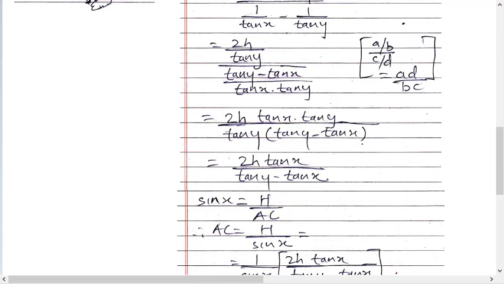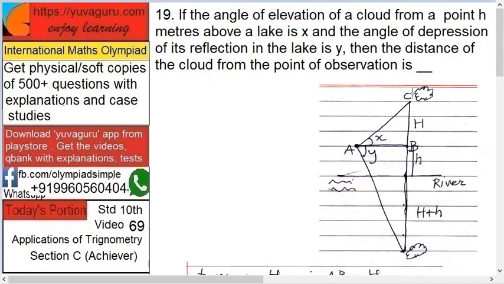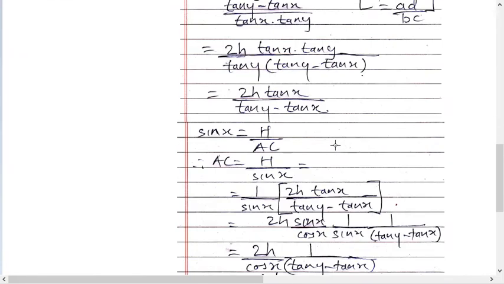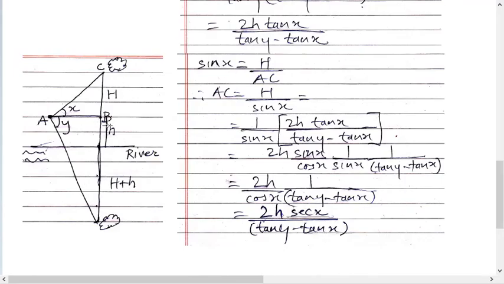Now what do we want? We want AC, the distance of the cloud from the point of observation, not the vertical distance. We want the hypotenuse. Sin x equals H upon AC, therefore AC equals H upon sin x. Put the value of H which we have got: 2h tan x upon tan y minus tan x, upon sin x. So this sin x will be down here.